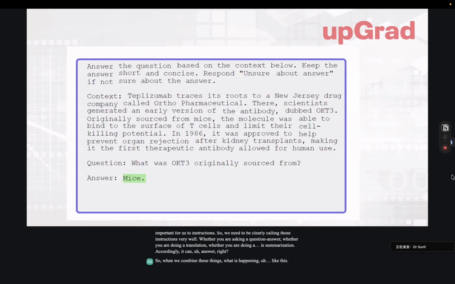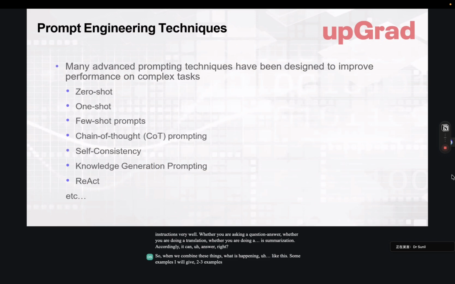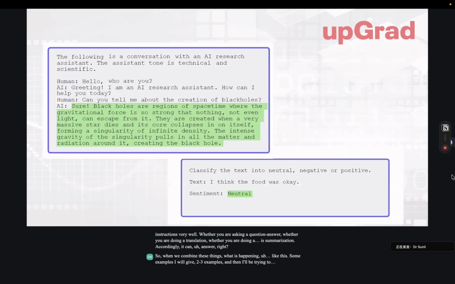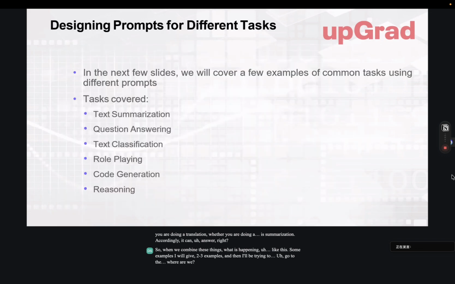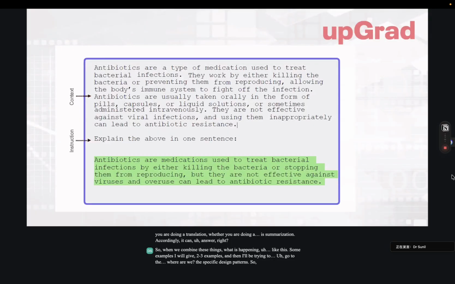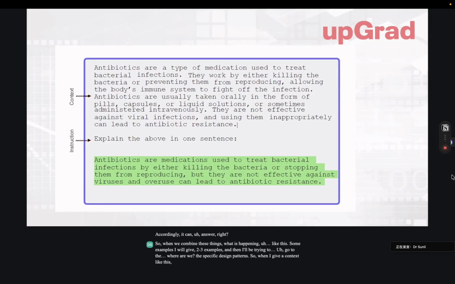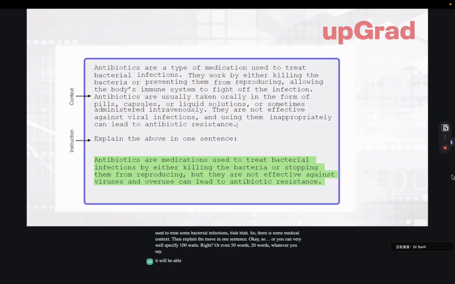Some examples I will give, two, three examples, and then I'll be trying to go to the specific design patterns. So when I give a context like this, you can just see antibiotics are a type of medication used to treat some bacterial infections. So there's some medical context. Then explain the above in one sentence. Or you can very well specify 100 words, or even 50 words, 20 words, whatever you say, it will be able to give it to you, right?